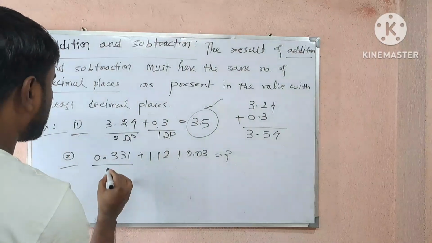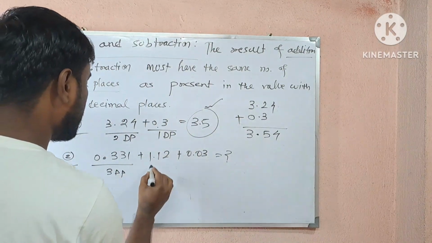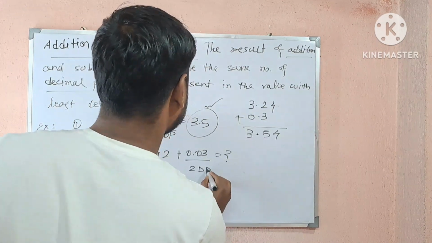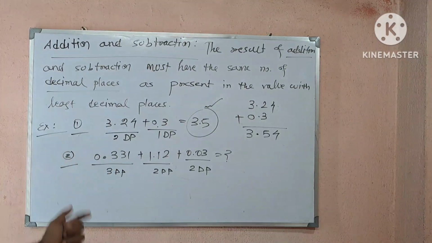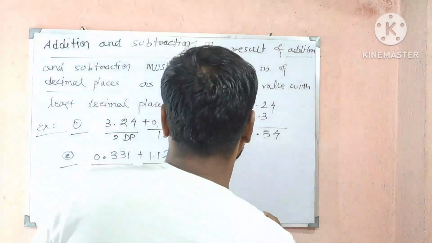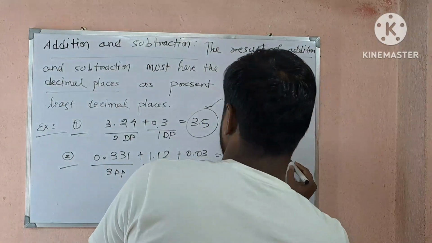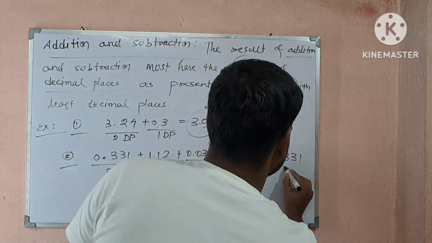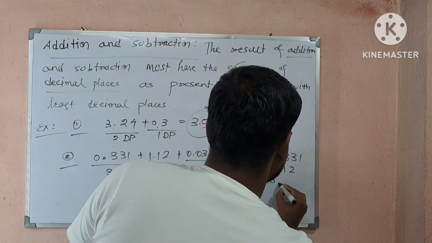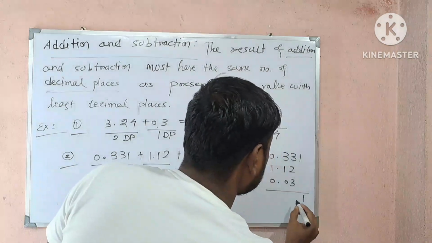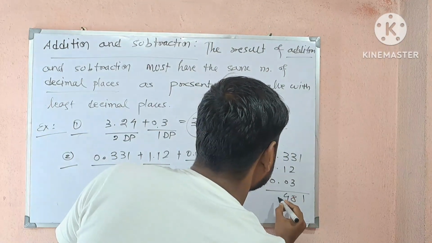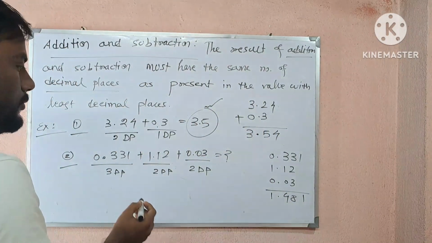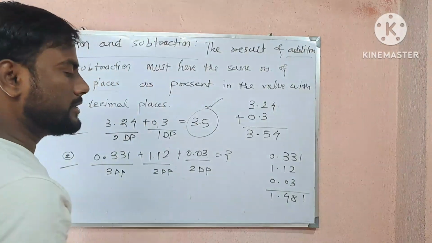Now for another one, we have to add these numbers. Here 3 decimal places are there. Here 2 decimal places, and here also 2 decimal places. So in the result, how many decimal places will be there? 2 decimal places. So how will we solve it? 0.331 plus 1.12 plus 0.03. So the result will be 1.481. So how many decimal places will be there? After the decimal, 2 digits will be there.